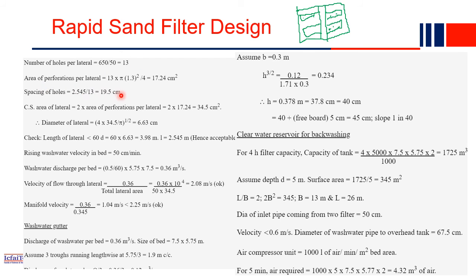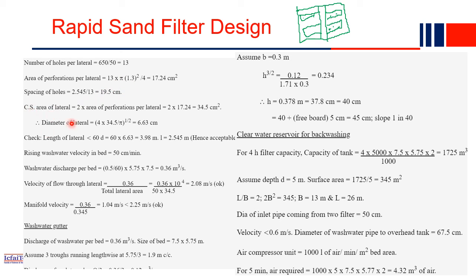So area of the perforated lateral, total area is how much? 13 into the area of each hole. Area of each hole is pi by 4 into d square, right? Now the spacing of holes: total length is how much? Length of the lateral we already computed as 2.5, divided by the 13 holes. If you divide by 13, you get the spacing of holes. See, now all the parameters we are calculating gradually, one by one, right?